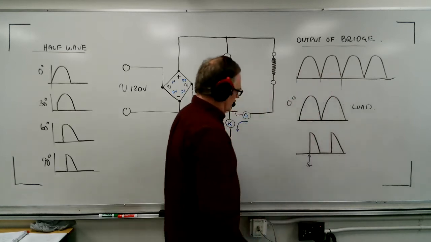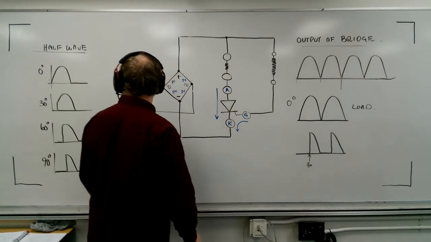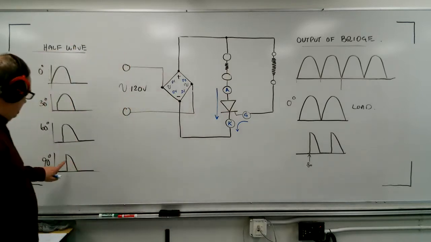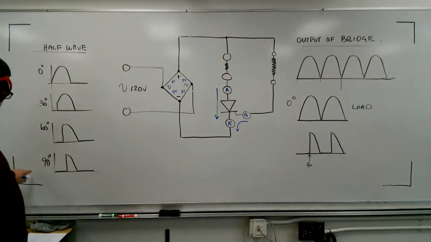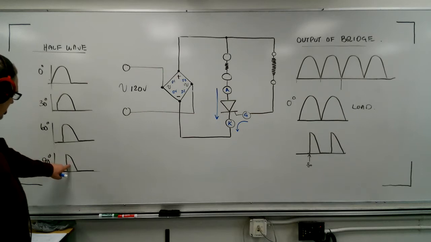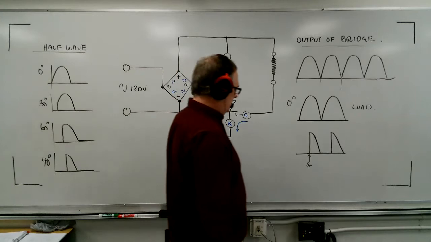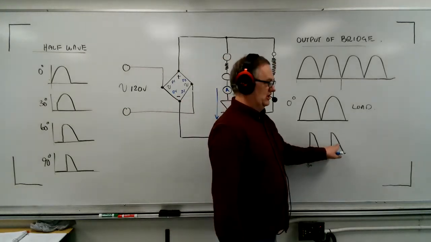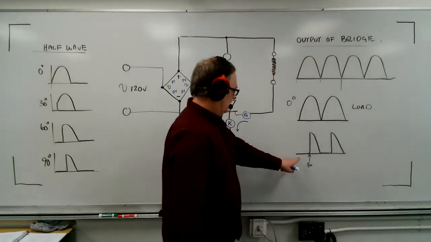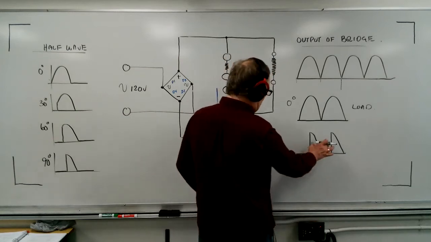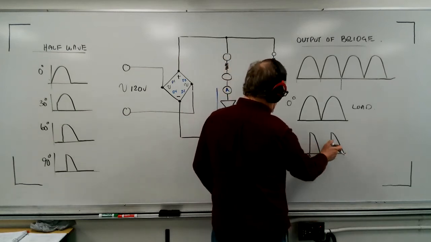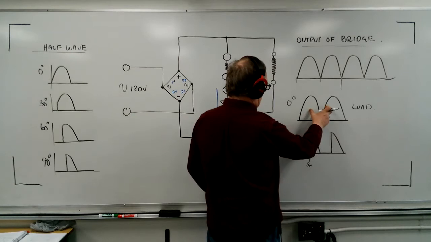And so what we see is that with a 90-degree firing angle in the half wave, we got just one large shark fin. What we have here is 2 large shark fins now, and this would be at 90-degree firing. So we can now vary the voltage from this amount up to this amount.